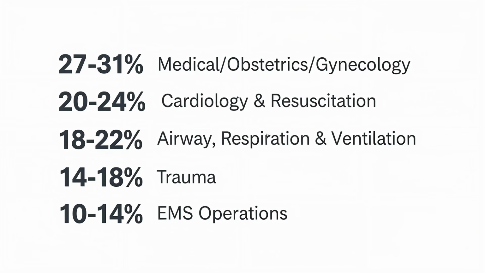They have 5 main content areas with specific weightages. Airway, respiration, and ventilation is 18 to 22%. Cardiology and resuscitation is 20 to 24%. Trauma is 14 to 18%. The largest section is medical, obstetrics, and gynecology at 27 to 31%. And finally, EMS Operations is 10 to 14%.